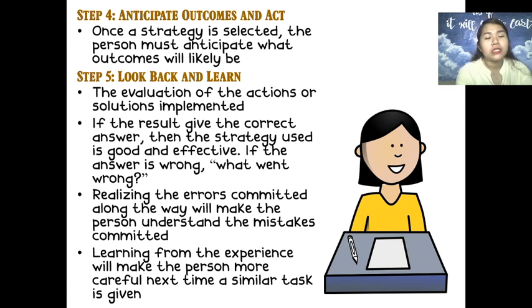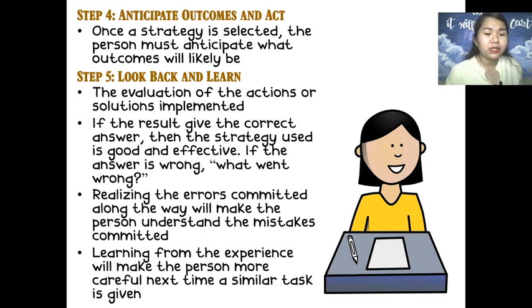And step 5, look back and learn. Now, upon working out, no, pagkatapos yung maplano, pagkatapos na maisip yung strategy, maisagawa yung plano and yung strategy, now you will evaluate, you will assess kung yung strategy na ginamit ay tama, kung yung process ay tama, itong ginamit ba na strategy na resolve niya ba yung problem or mas pinalala niya yung problem. So look back and learn. The evaluation of the actions or solutions implemented.